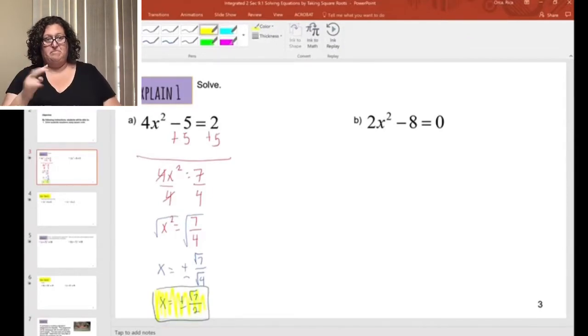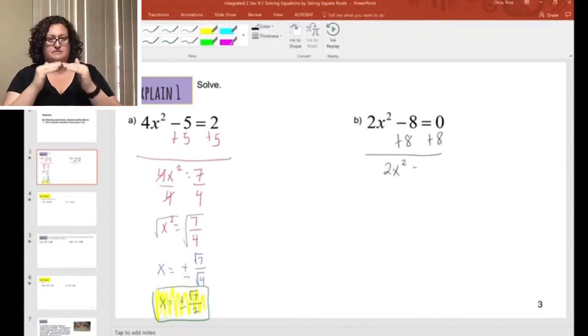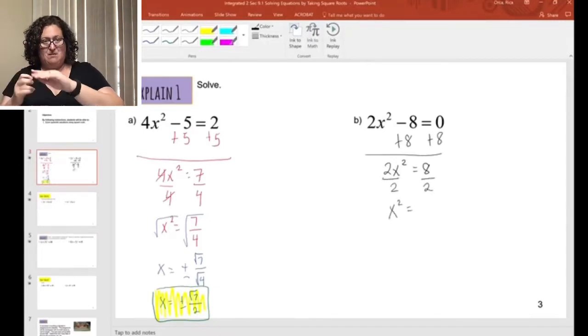Now let's look at problem B. Notice how we don't have a bx. So for this problem, we're going to use the square roots method. We're just going to solve for x directly by adding 8 to both sides. And that's going to give us 2x squared equals 8. We're trying to isolate x, so let's divide both sides by 2. And that's going to give us x squared equals 8 divided by 2, which is 4.